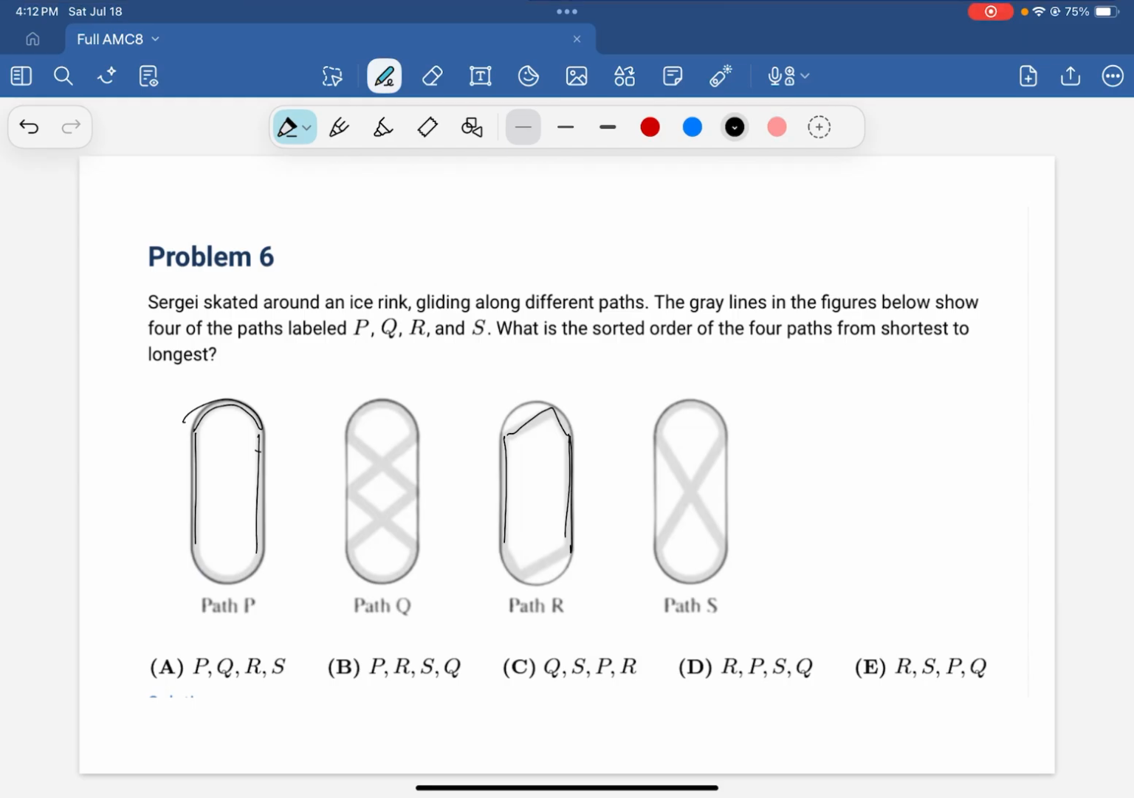And as you know, the shortest path between 2 points is a straight line. And since R is a straight line, but P is not, it's a curve, then we know that R must be less than P. And now we want to compare P to Q and S. Q and S both have the circle right here, semicircle. And now we're just comparing this line right here to this line right here.